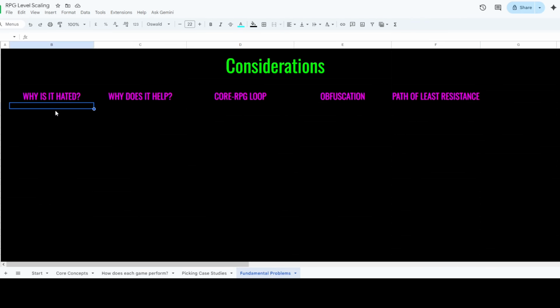So yeah, these are the considerations for this. So I guess first off, why is it hated? These are all referring to level scaling, and if we start needing to refer to area scaling, then we'll talk about that specifically in the text.